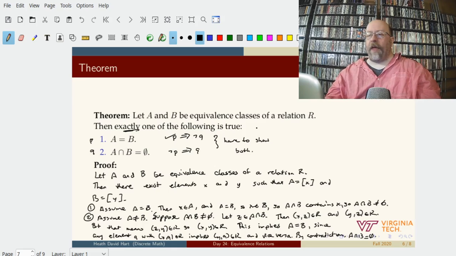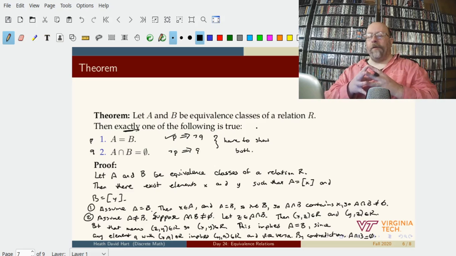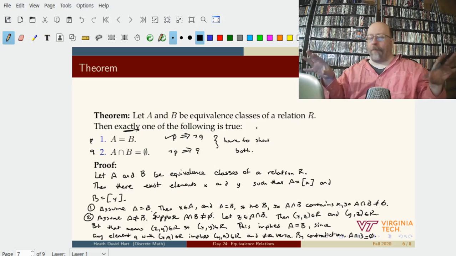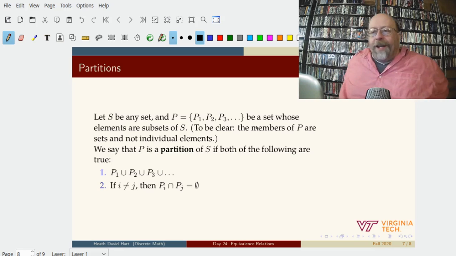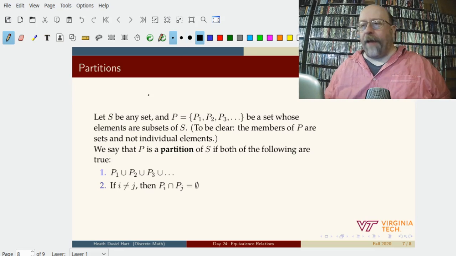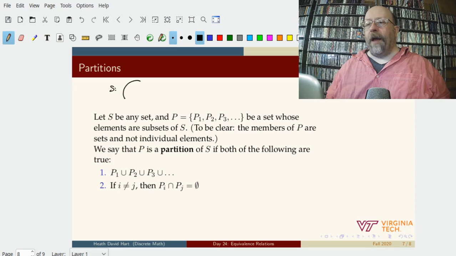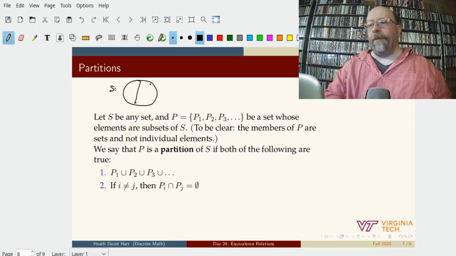So equivalence classes are either exactly the same or they are completely separate with no intersections at all, which creates what we call a partition of S. If I have a set S, I'll draw the Venn diagram, and I split it up into equivalence classes. The equivalence classes divide the set up into distinct pieces. They don't overlap. Either two elements are in the same equivalence class, in which case they're equal, or they're in different equivalence classes, in which case their intersection is empty.